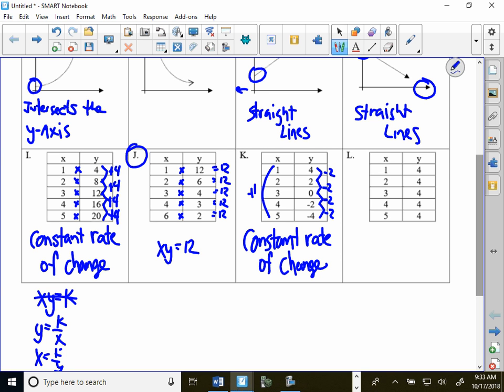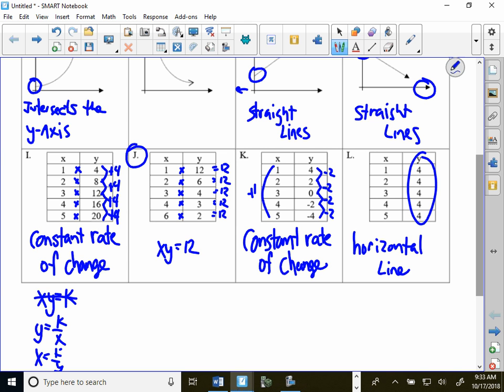Now, L, I can tell right off the bat is not going to work because all the y values are the same. So if I were to multiply 1, 2, 3, 4, I'm never going to get the same number. All right. But however, this has a constant rate of change of 0, which means when all the y values are the same, this is a horizontal line. So I'm not going to circle L because L is not an inverse variation. It's a horizontal line, which is also a linear model.